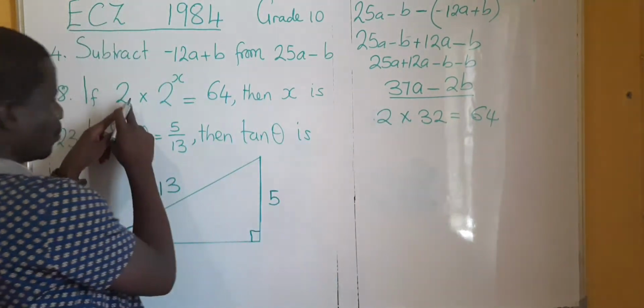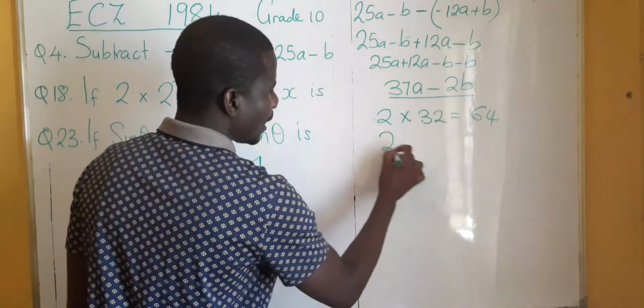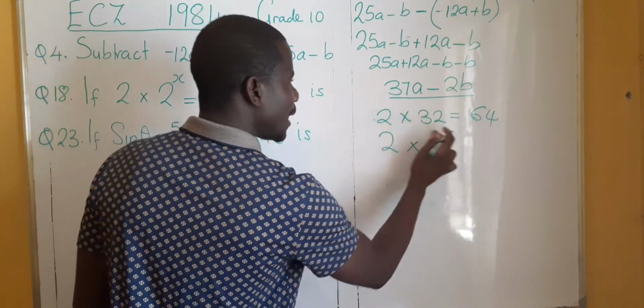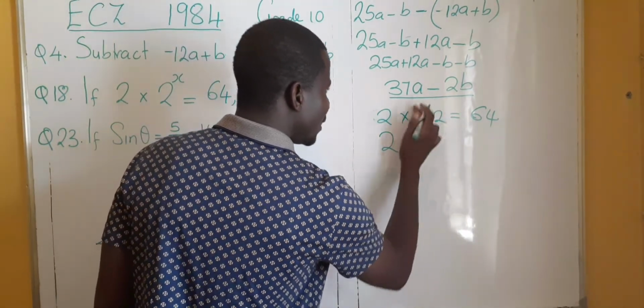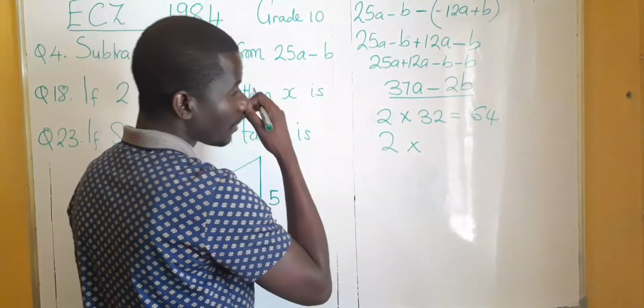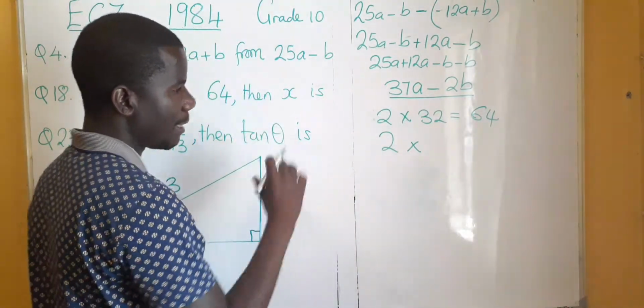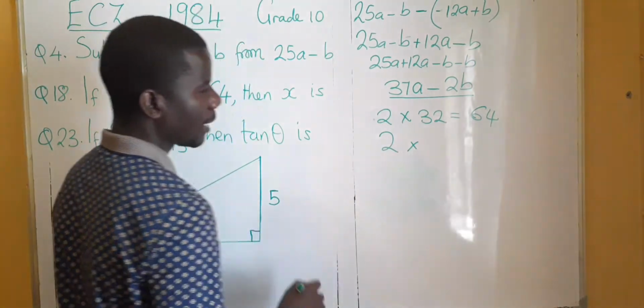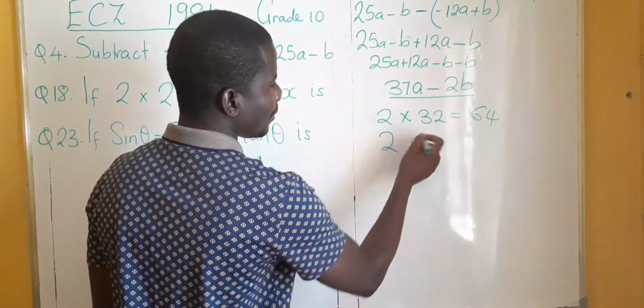So this 2, we have it here. Then it means now we need to rewrite this 32 with the base being 2 here. So what are we going to have? You can try it out.